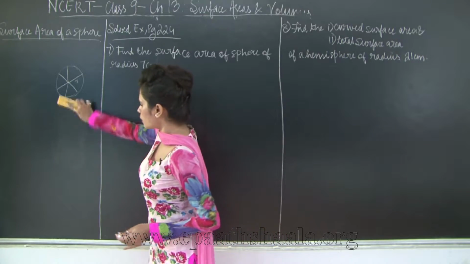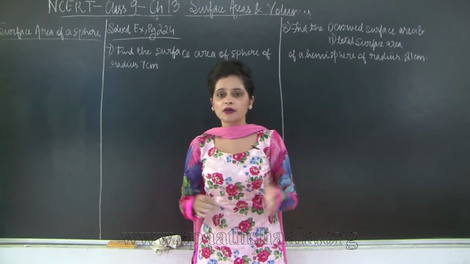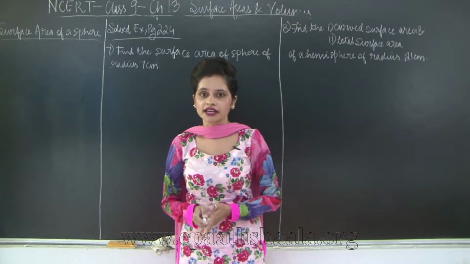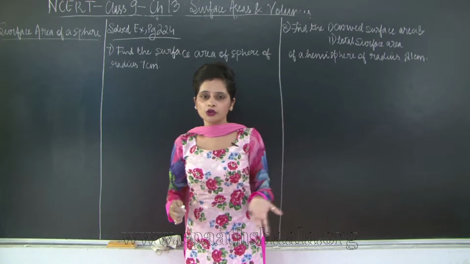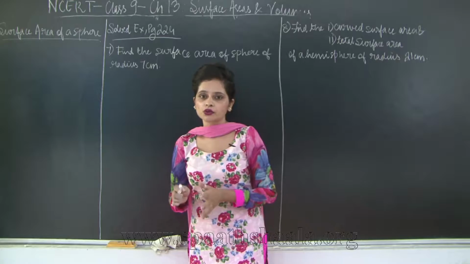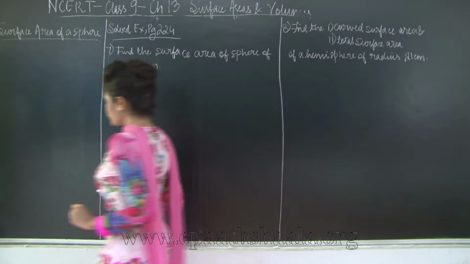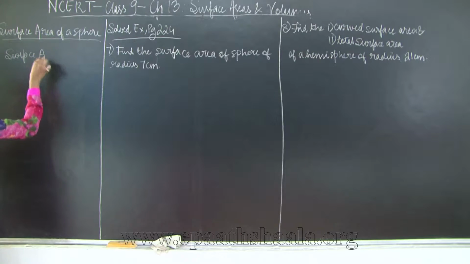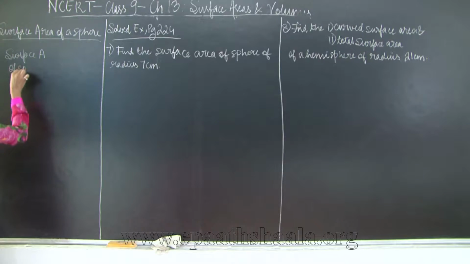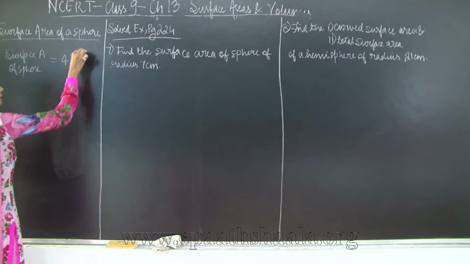So now when we talk about sphere, see, we learned about cone and cylinder and cubes and cuboids. We learned about the curved surface area and the total surface area. But for a sphere, there is just one surface area. You may call it the curved surface area or the total surface area. Irrespective, it's going to be the same, and the formula of the surface area of a sphere is always given by 4 pi r square.